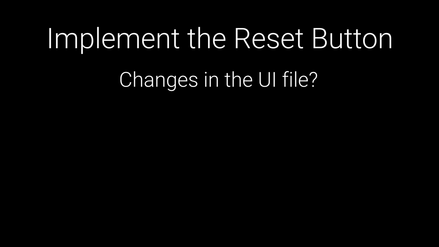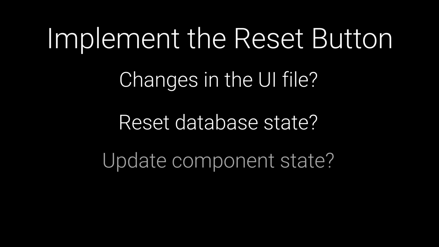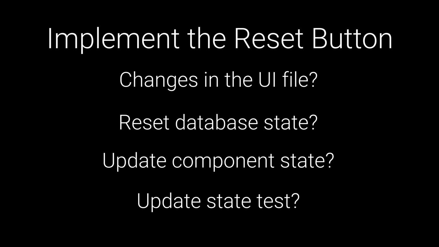What I'd like you to do at this point is think through, without writing any code, how you would implement that function in AFib. Where would you add code in the UI file? How would you reset the persistent state? Where would you update your global component state? And finally, what would you need to do to maintain the functionality of your state tests? So, if you'd like to, please pause the video and mentally plan how to implement the reset button while I give you a couple of seconds.